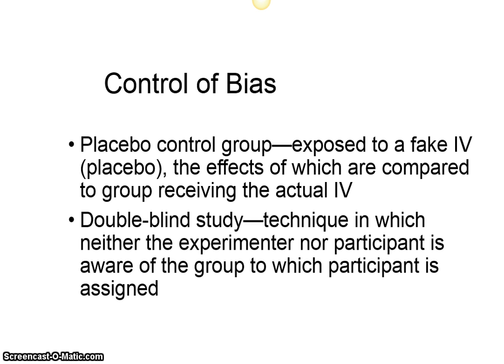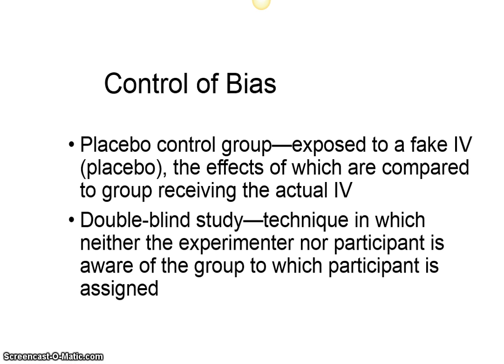So that's one way to control bias, where the subjects don't know what they're receiving, the real drug or the fake drug. However, that doesn't control for those demand characteristics that I just mentioned earlier, where the researcher signals some sort of an expectation to the subjects. So to control for that, we're going to do a double-blind study. And in this technique, neither the experimenter nor the participant knows which participant is getting assigned to the real drug and which participant is getting assigned to the placebo.